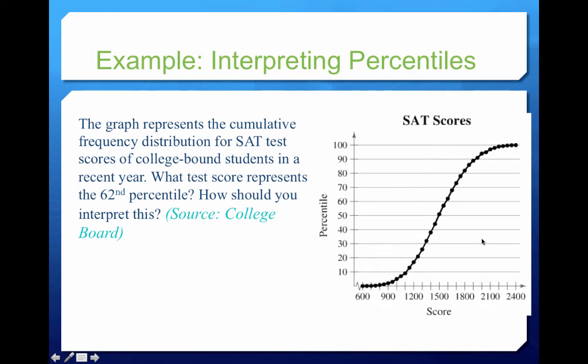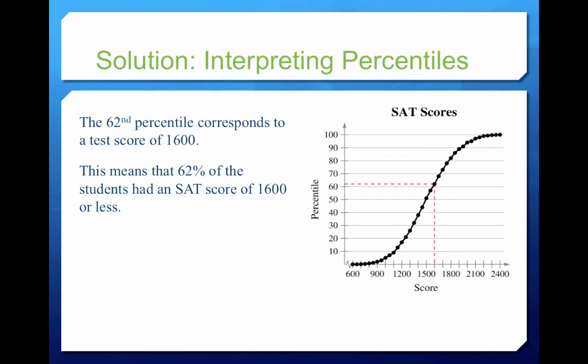All right, let's talk about interpreting percentiles. The graph represents the cumulative frequency distribution for SAT test scores of college-bound students in a recent year. What test score represents the 62nd percentile? All right, and how should we go about interpreting this? Well, first of all, let's try to find the 62nd percentile. We can see that the 62nd percentile corresponds to this SAT score, which happens to be 1600. This is obviously including the writing portion, guys. So the 62nd percentile corresponds to the test score of 1600.